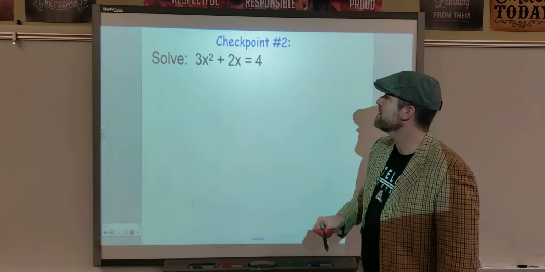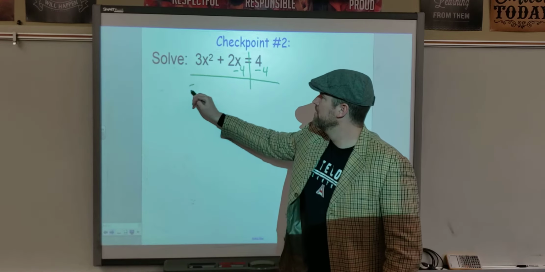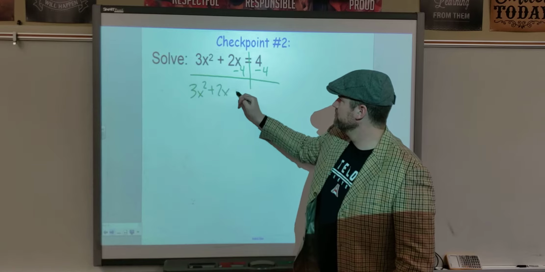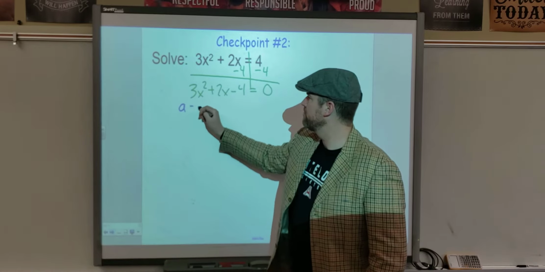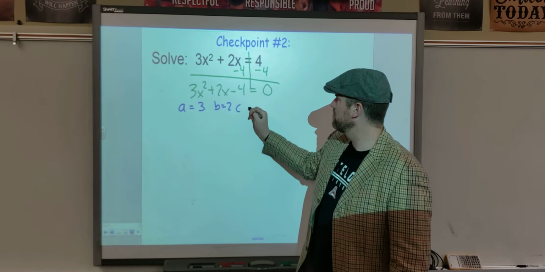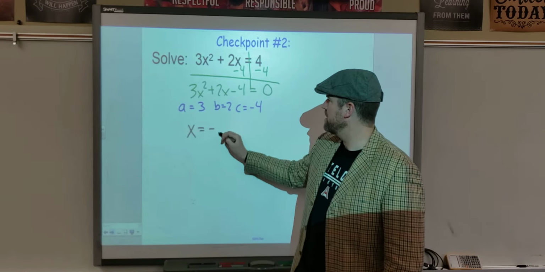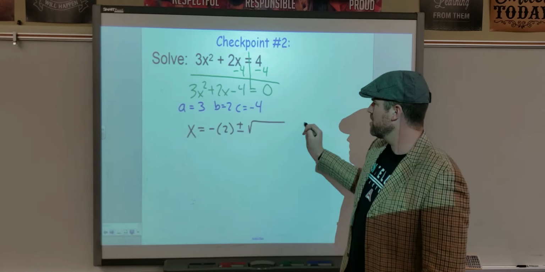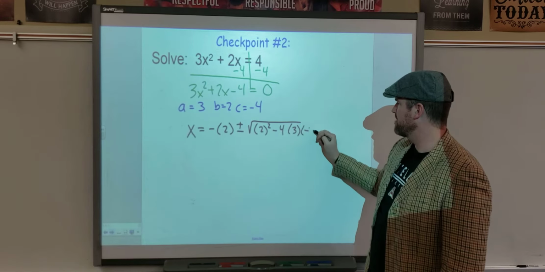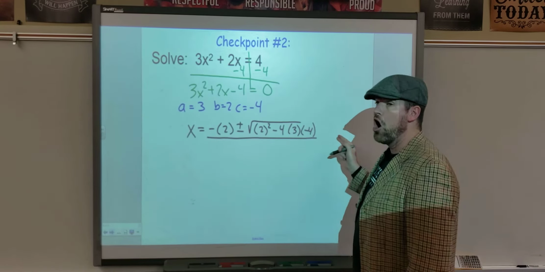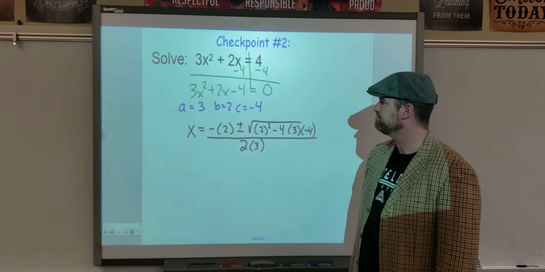Okay, hopefully you did all right. First thing we had to do was set it equal to 0. So subtract 4 on both sides. Then we identify our A, B, and C. Then we plug it into the quadratic formula. X equals negative b plus or minus the square root b squared minus 4 times a times c all over, make sure you put it all the way across, 2 times a, 2 times 3.